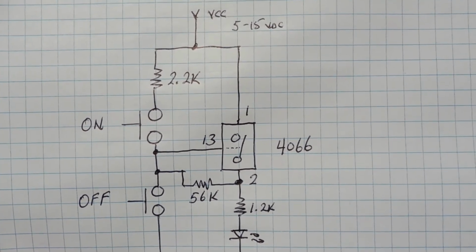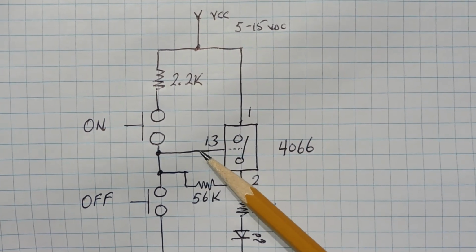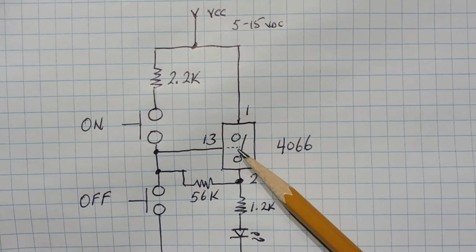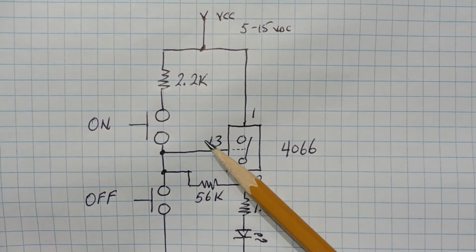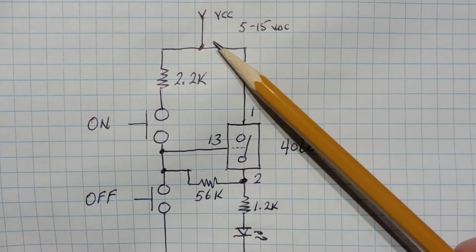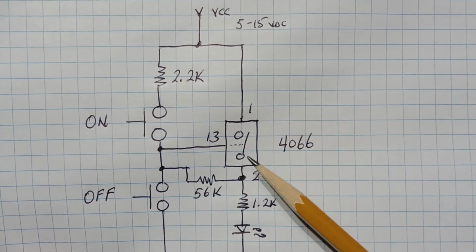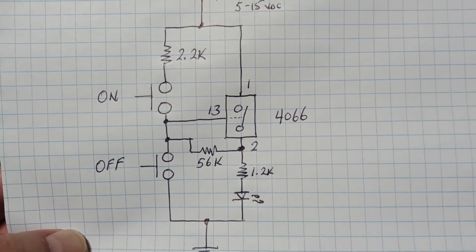And this is one of the switches here. And pin 13 is the control pin. So when pin 13 goes high, the switch will turn on. And we'll have continuity between pins 1 and 2. Now when pin 13 goes low, the switch will open. Now when the switch is closed, we'll have voltage from VCC through the switch, through the resistor and LED, and the LED will turn on, so it'll turn on our load.